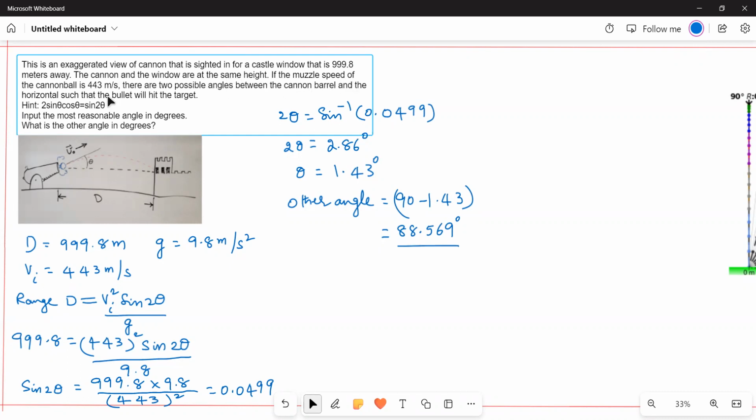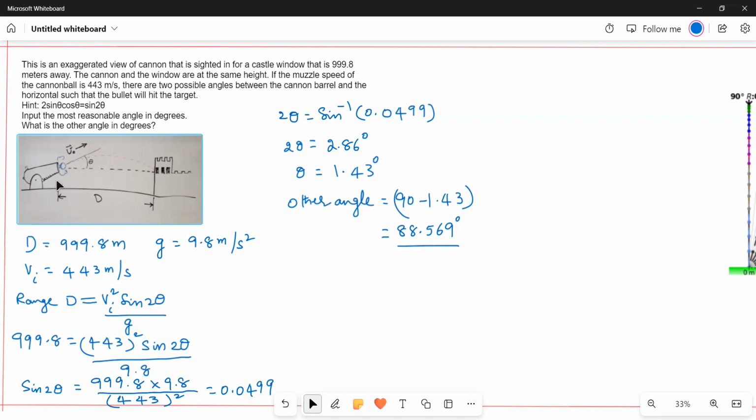If the muzzle speed of the cannonball is 443 meters per second, there are two possible angles between the cannon barrel and the horizontal such that the bullet will hit the target. Input the most reasonable angles in degrees. What is the other angle in degrees? Okay. Here we have the data.